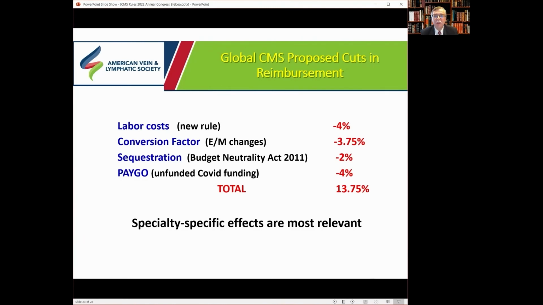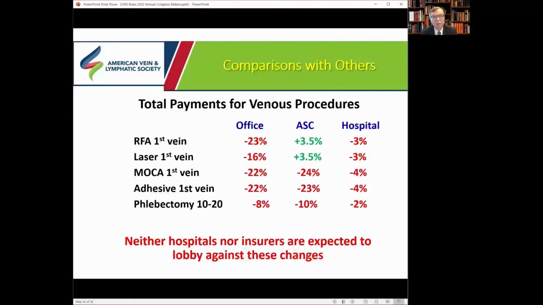And because there were unfunded COVID payments of last year that get distributed to everybody, that's another 4% for physician payments. So overall, if nothing is done, we get a decrease of 13.75%. But specialty-specific effects, like we've already talked about to some degree, are more relevant to us.